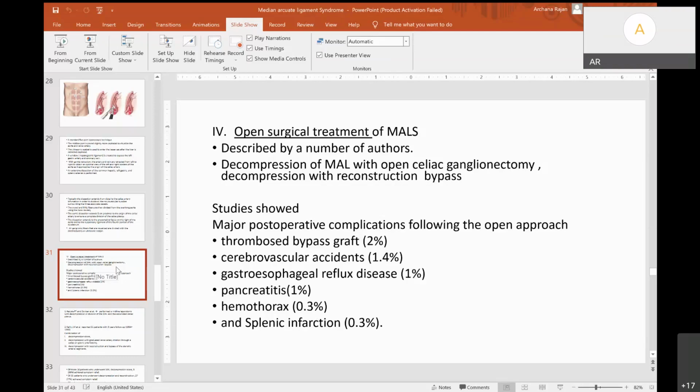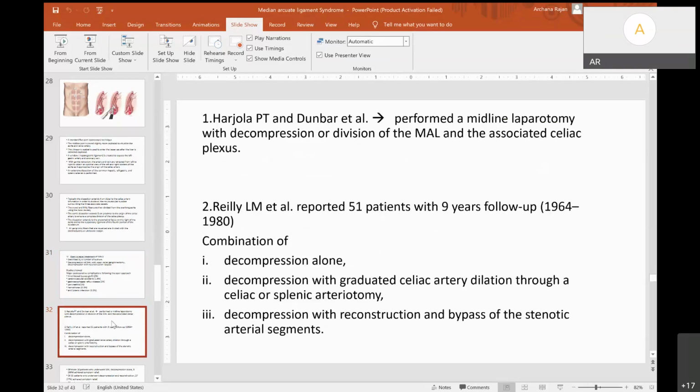If we are bypassing with a graft, then there is thrombosis of the bypass graft, cerebrovascular accidents in 1.4%, gastroesophageal reflux disease is common after division of the MAL, and pancreatitis, hemothorax, splenic infection. These are all the complications of open surgeries. Then coming to a few studies, like Harjola and Dunbar, which performed a midline laparotomy with decompression or division of the MAL and the associated celiac plexus, and Reilly et al. reported 51 patients with 9 years of follow-up.